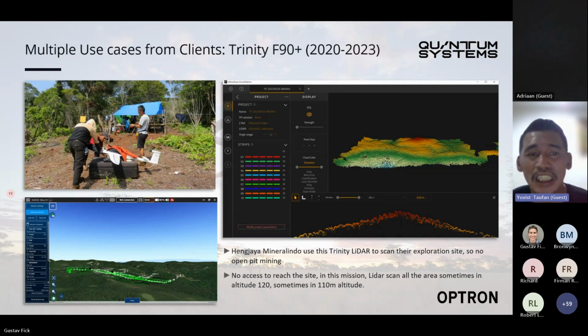This client is doing LiDAR missions every day in every region of their site in Morowali and Papua New Guinea. I do the hard training with this client, where we must test Trinity transportation to enter the jungle and cross the hard terrain in Indonesia.